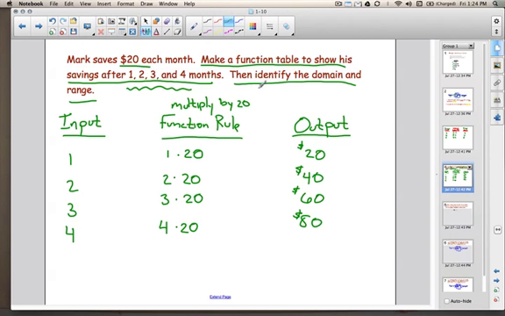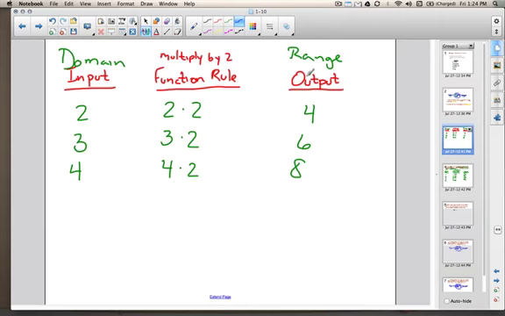The second part of the question is that we need to identify the domain and range. Remember back in this first example that I gave you, I explained that the input is the domain and the output is the range.